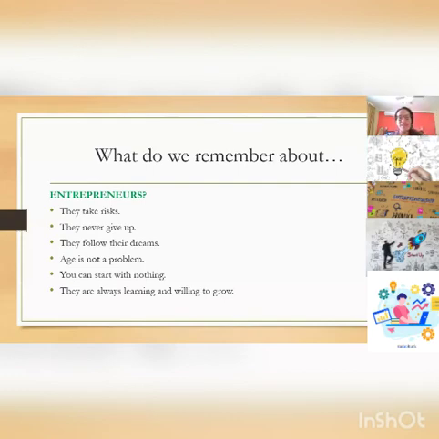This is like some ideas about what we just read and about what you said last year. Entrepreneurs, they take risk, they never give up, they follow their dreams, age is not important, or age is not a problem, just like Colonel Sanders, 65 years old. You can start with nothing, just like the owner of Zara. They are always learning and willing to grow. So they are here and then go one step, other step, and they are growing and growing and growing and becoming really successful.